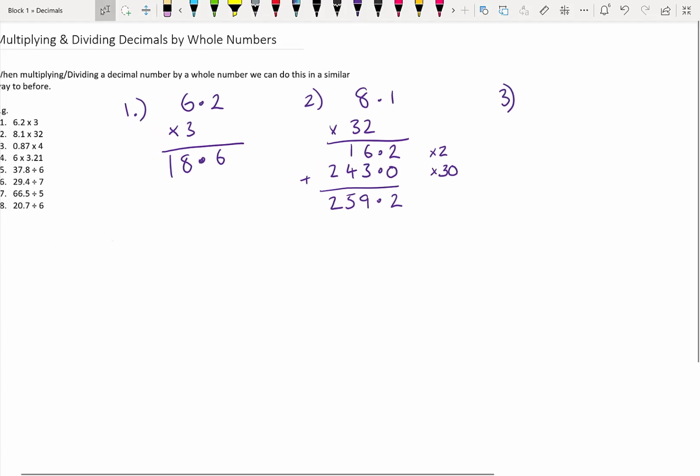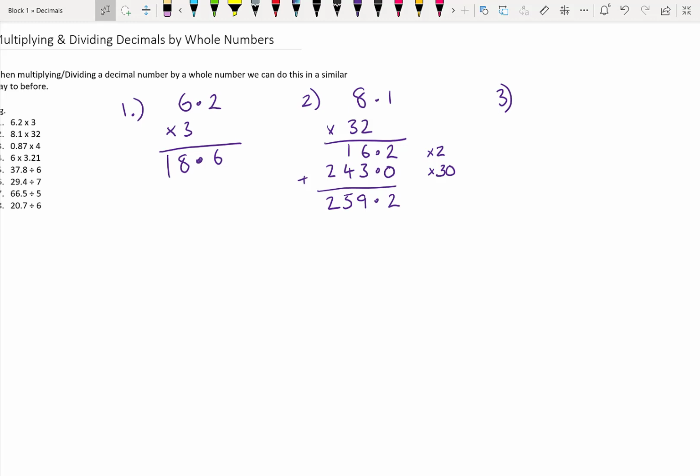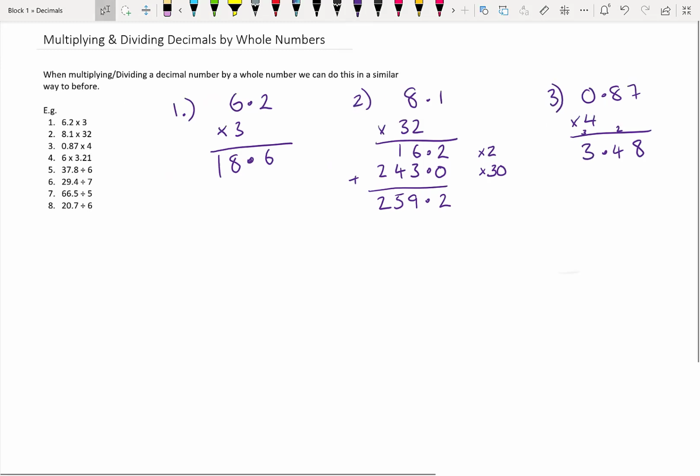Looking at the third example then, we've got 0.87 multiplied by 4. So a slightly nicer one again, back to just a single digit. So put my decimal point underneath where it comes in my question, and carry on. So 4 times 7 is 28, right, my 8, carry my 2, 4 8s is 32, plus the 2 I've carried is 34, 4, carry my 3, 4 zeros is 0, plus 3 is 3.48.